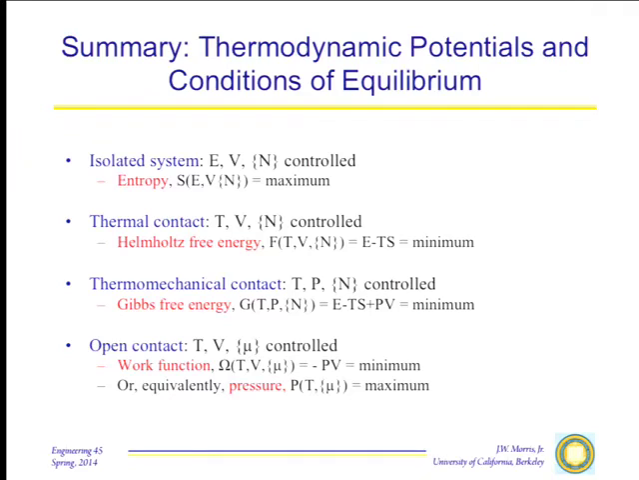I did not write it in, but if you plug in the integrated form for the energy, E is TS minus PV plus the summation μn, the Gibbs free energy turns out to be just the summation of chemical potential multiplied by content. It's in the notes. So if you want, the Gibbs free energy is telling you the total chemical energy content of the system. The work function is telling you the mechanical energy content of the system. And those are the alternative thermodynamic potentials. All of these conditions of equilibrium are valid. They are in no way contradictory. They pertain to different experimental situations.